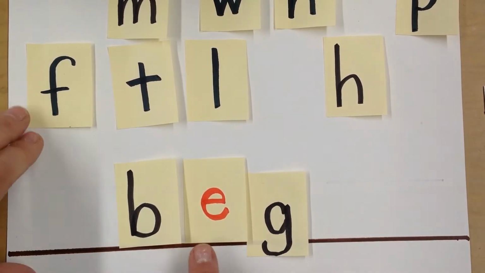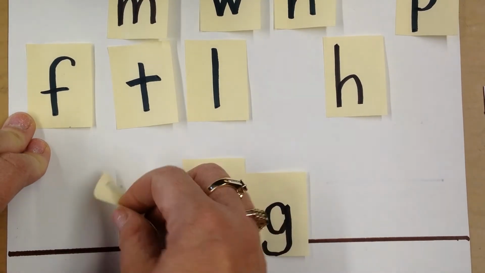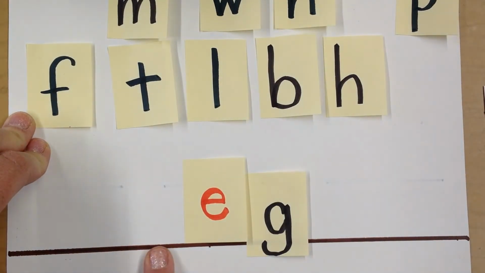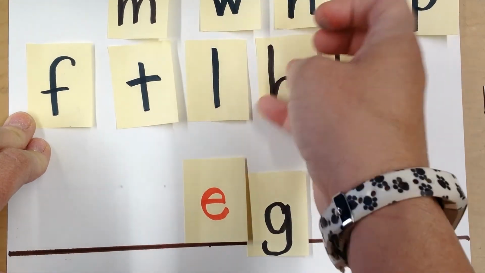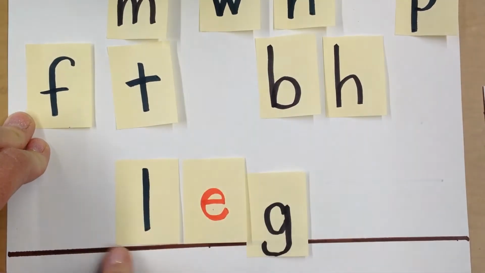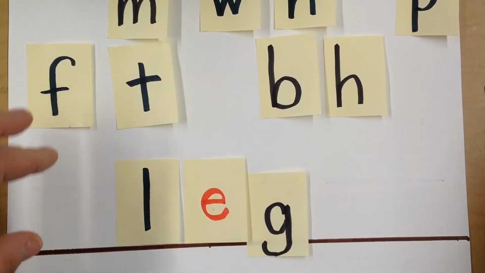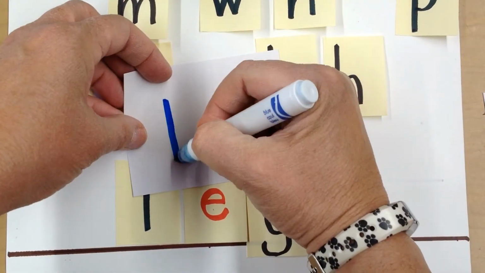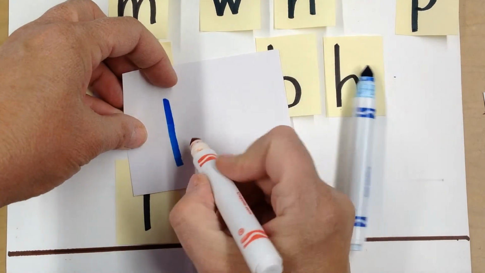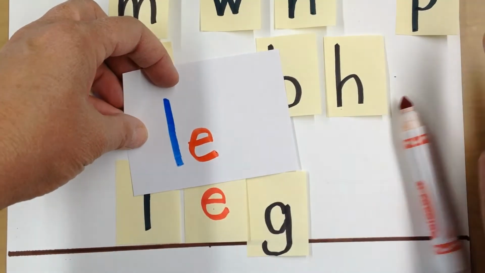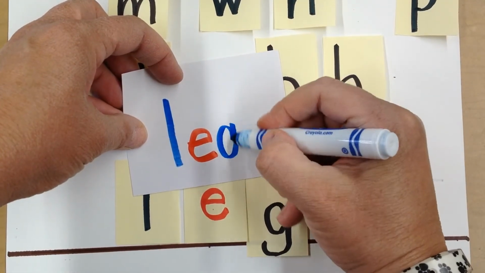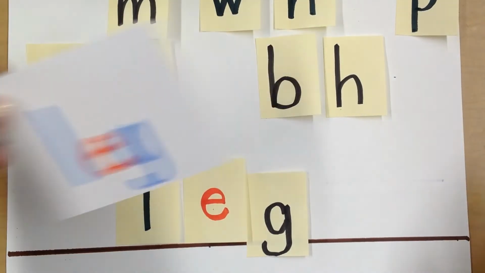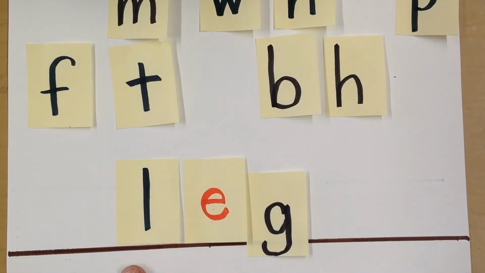Leg. Well, the ending sounded the same, but the beginning did not. I need that L. Leg. So I'm going to write leg. L. Need that E and your G. Leg. All right, the next word, it's our last word for today, is peg.